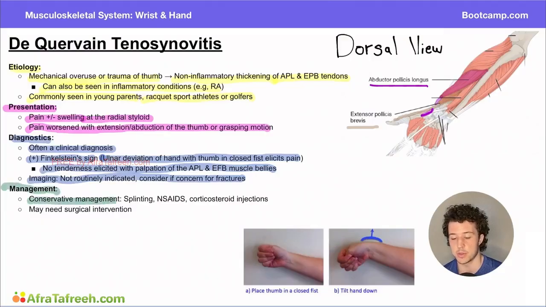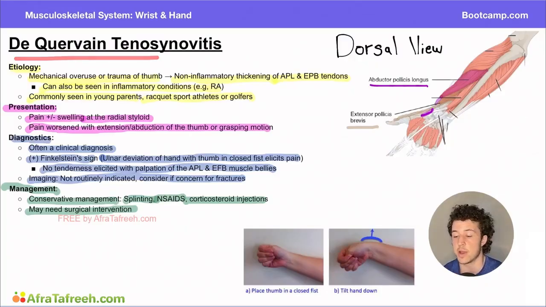So we will opt for conservative as always and splint, use NSAID and corticosteroid injections to reduce the pain of the patient. Most patients with this condition respond very well to conservative treatment, but obviously if the symptoms are refractory, we may need to consider surgical intervention. All right, let's do a quick recap and then we'll do a practice question together.